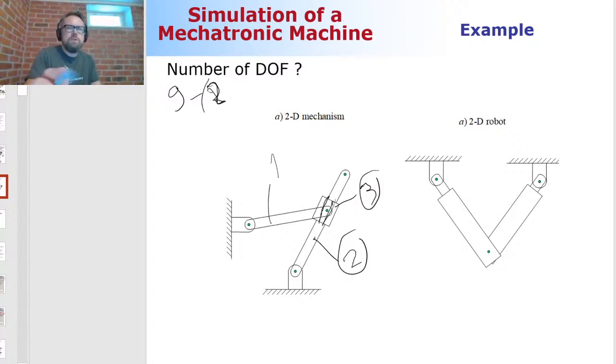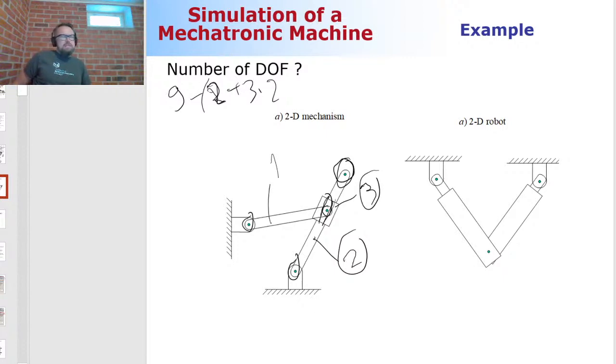That's 2. So, and that's based on the previous table, so I need 2 constraint equations to describe this. So then let's compute how many revolute joints I have here. 1, 2, 3. Okay, so it's 3 multiplied by 2. What about this? What about that? Is that an additional revolute joint?